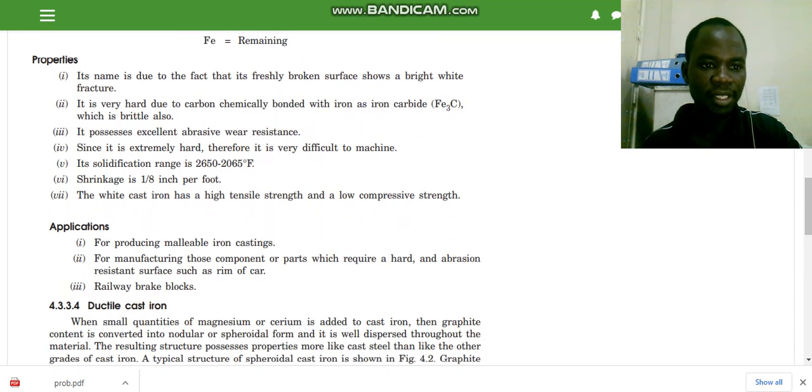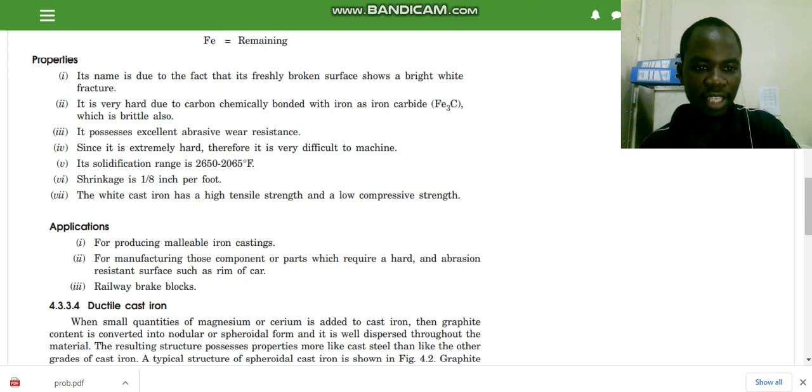So properties: its name is due to the fact that its freshly broken surface shows a brittle white fracture. It is very hard due to carbon chemically bonded with iron as iron carbide, which is brittle also. It possesses excellent abrasive wear resistance since it is extremely hard, therefore it is very difficult to machine. Its solidification range is 2650 to 2065 degrees Fahrenheit. Shrinkage is 1/8 inch per foot.